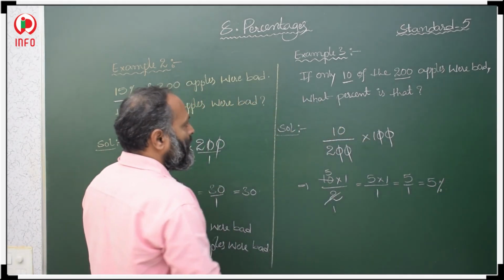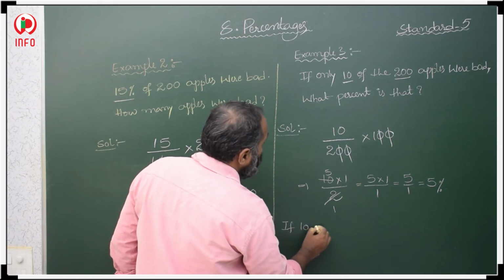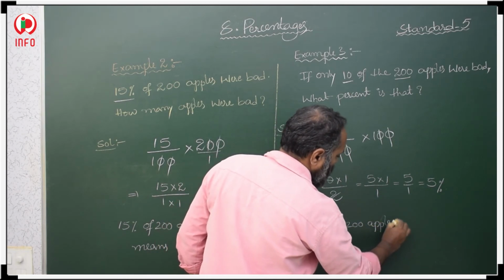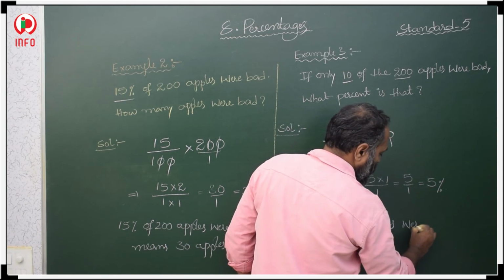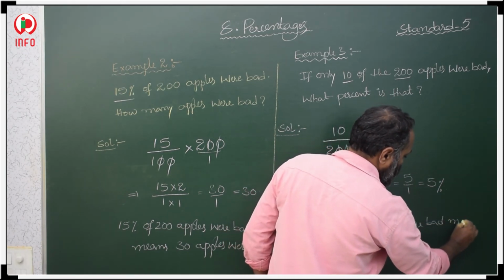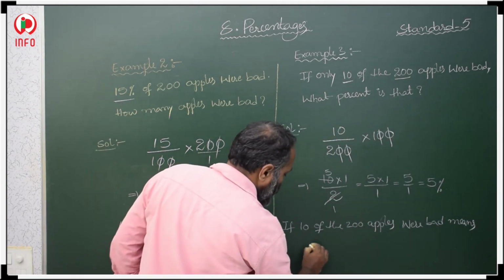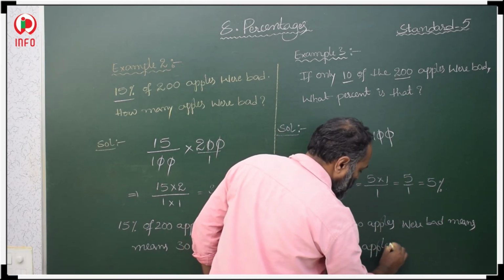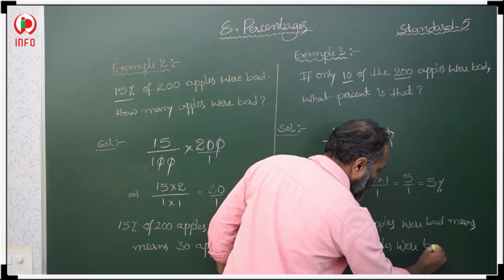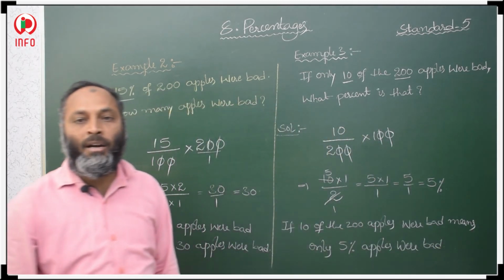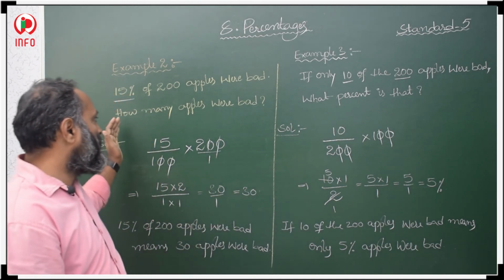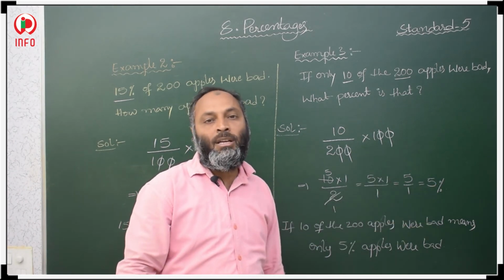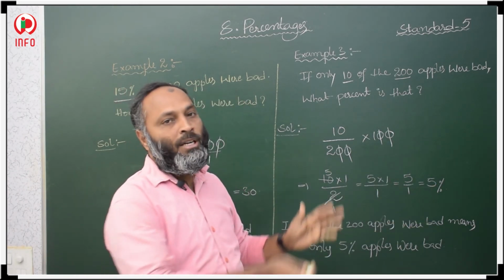So if 10 of the 200 apples were bad, it means only 5% of the apples were bad. Okay, so this is the way to convert when a percentage is given to a number of apples, and when the number of apples is given, how to convert into a percentage. Percentage into number, number into percentage.